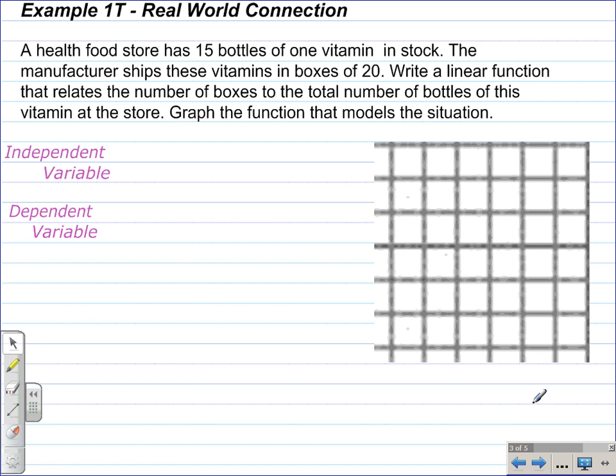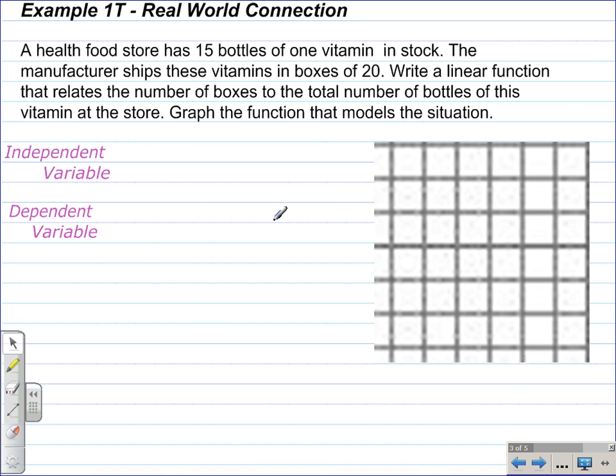Example 1, Real-World Connection. A health food store has 15 bottles of one vitamin in stock. The manufacturer ships these vitamins in boxes of 20. Write a linear function that relates the number of boxes to the total number of bottles of this vitamin at the store. Graph the function that models the situation.